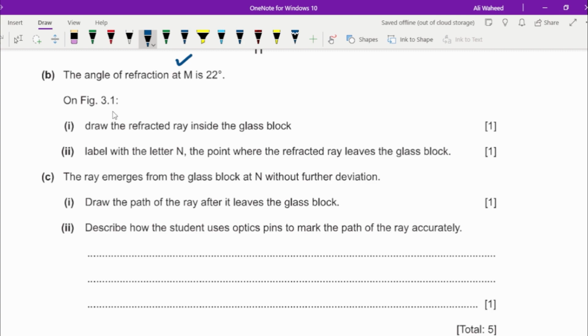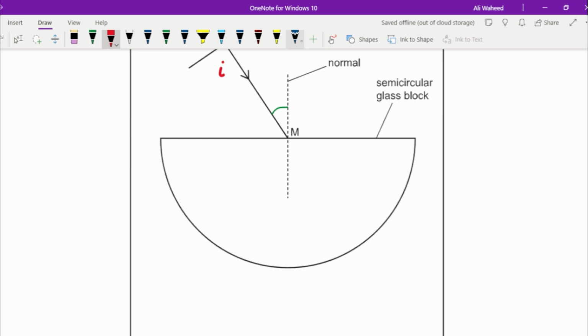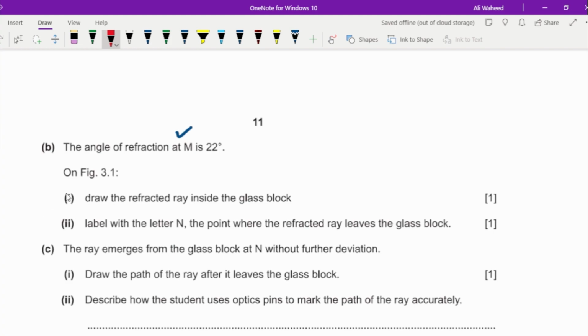Okay, so figure 3.1. On figure 3.1, draw the refracted ray inside the glass block. It has to be drawn at the angle of 22. The compass may not be showing to you, but I'm drawing it at the angle 22. Okay, so here we have the angle 22. This is your refracted ray at the point M, and this angle r is representing the angle of refraction, and that is 22. So done with the first part.